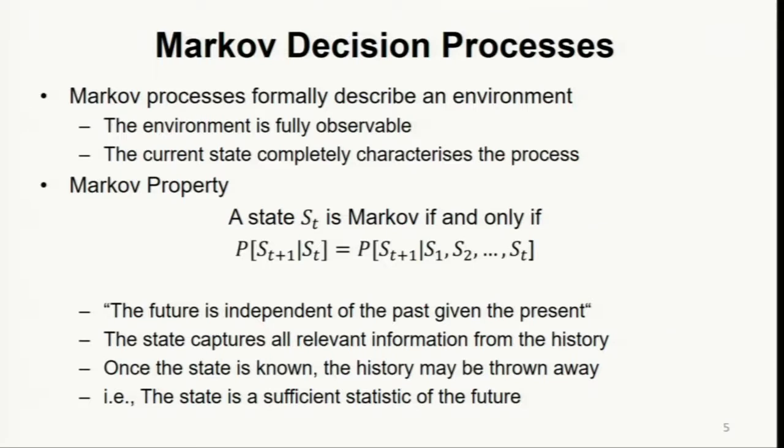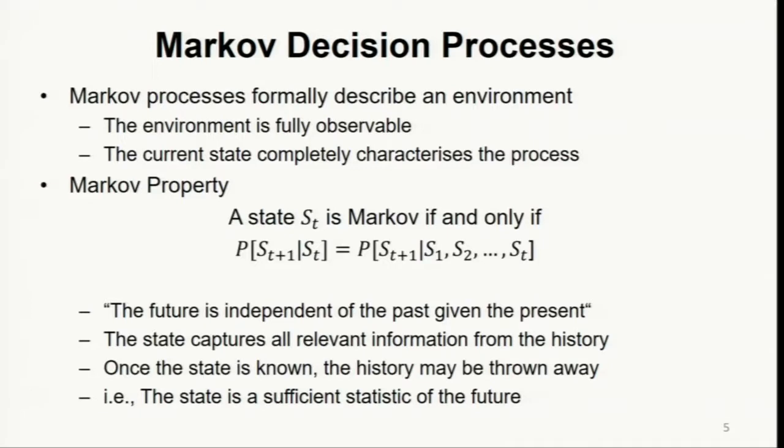This is Markov process. Markov process formally describes an environment. Okay, the environment is fully observable, and you know the transitions. And the current state completely characterizes the process. That means if you know the current state, you know the probability of transition into different states. And the Markov property is, a state S_t is Markov if and only if, you see, only the current state S_t characterizes the process. All the history can be dropped. So only based on the current.